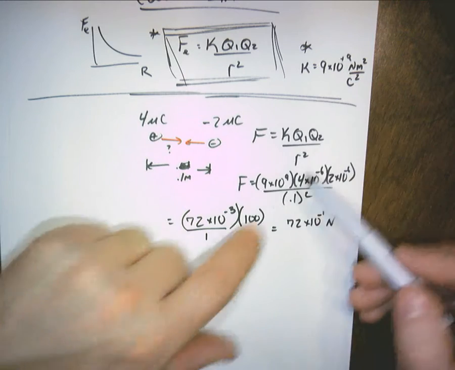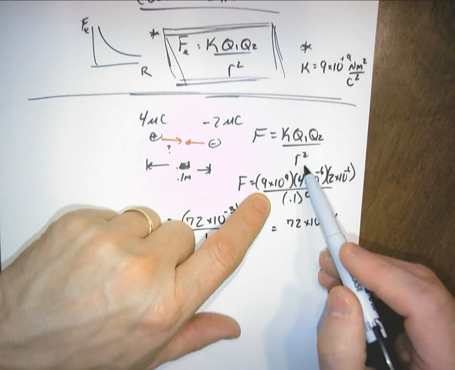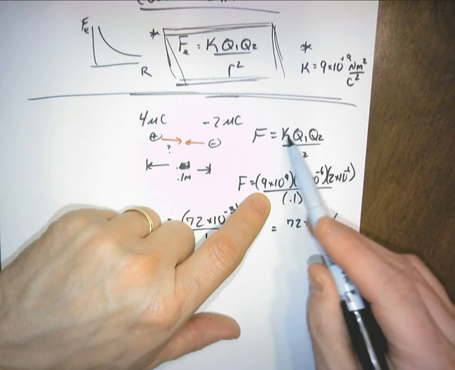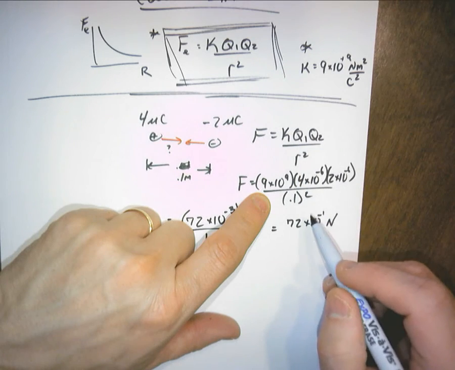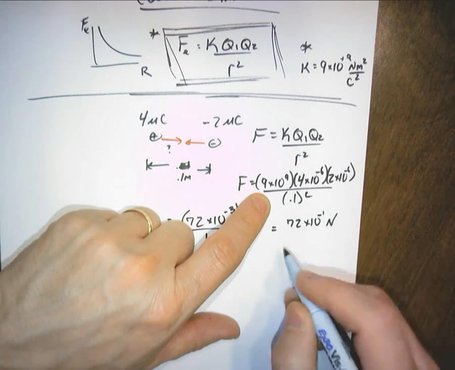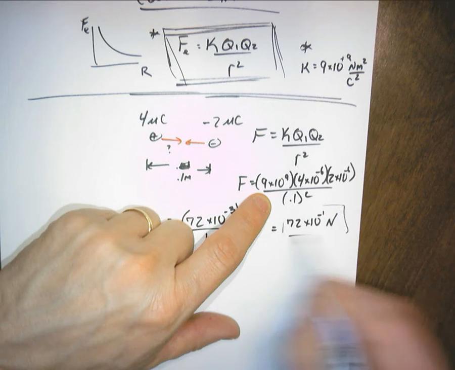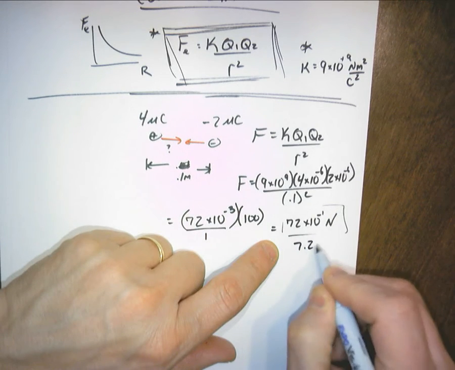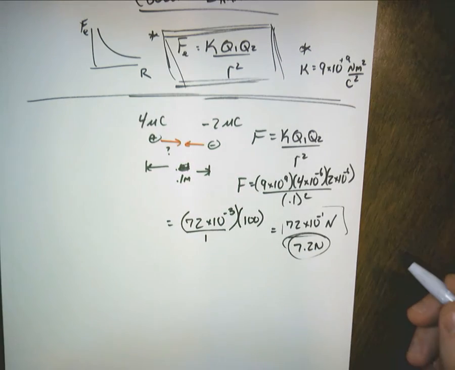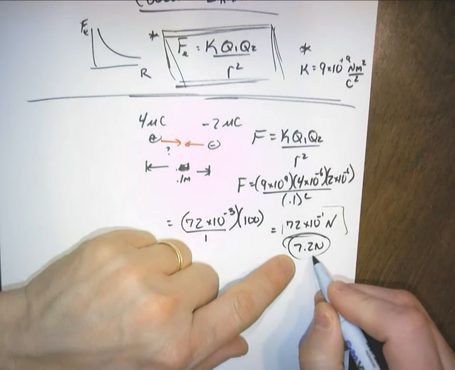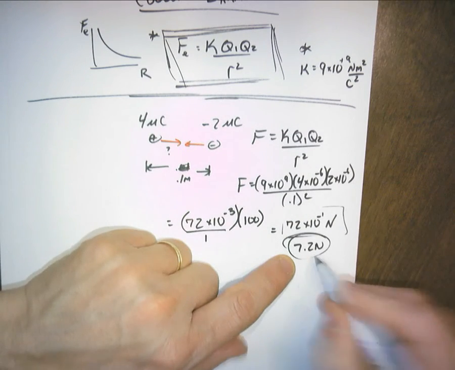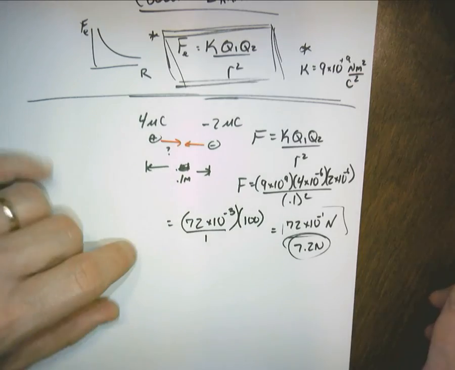By the way, all these units do clean up to be a newton. I guess I should have done it at least once for you. By the way, that's 7.2 newtons. Okay? It's definitely a noticeable force. Imagine what that's like on a spring scale. That's some force.